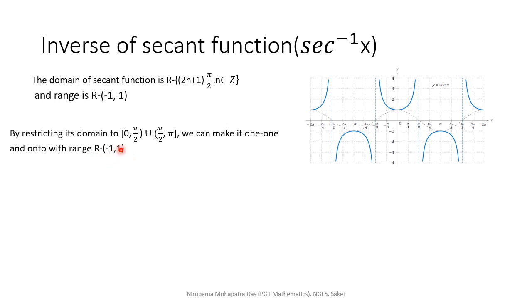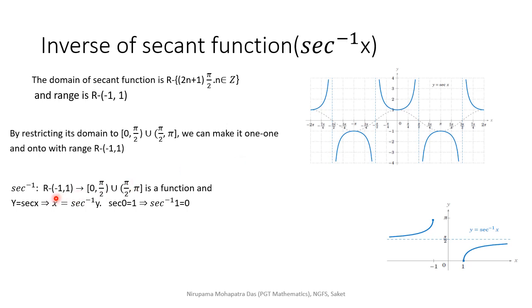So by restricting the domain to 0 to pi by 2 union pi by 2 to pi, again semi-closed and semi-open, right? Sec x is anyway not defined at pi by 2, so pi by 2 will not be included, or simply you can take 0 to pi closed interval except pi by 2. Okay, so sec x becomes one-one and onto. So sec inverse is a function from R difference open interval -1 to 1 to, you can write this interval as, closed interval 0 to pi difference pi by 2.